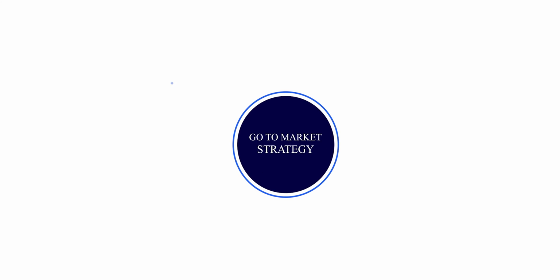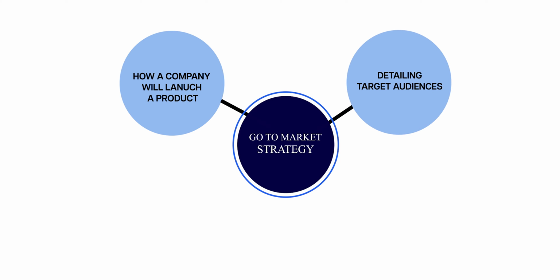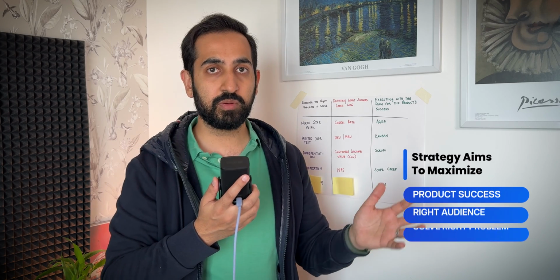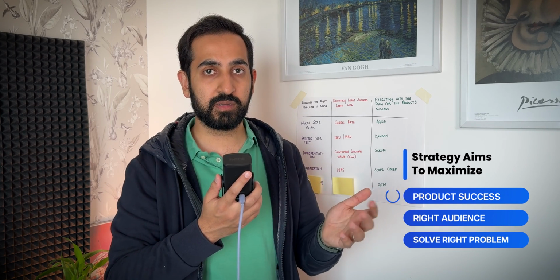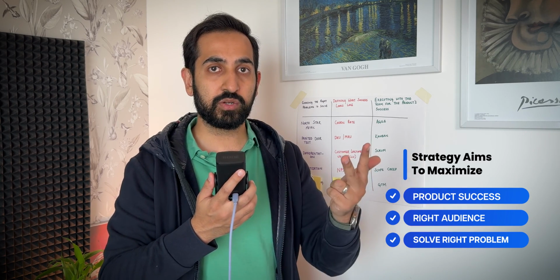GTM. GTM stands for go-to-market strategy or go-to-market motion, which essentially talks about how your product will be taken to market and what is the strategy that's going to be used. A comprehensive plan will outline how a company will launch a product to market, detailing target audiences, marketing strategies, and sales channels. The strategy aims to maximize the product success, making sure that it reaches the right people with the right messaging and to solve the right problems.